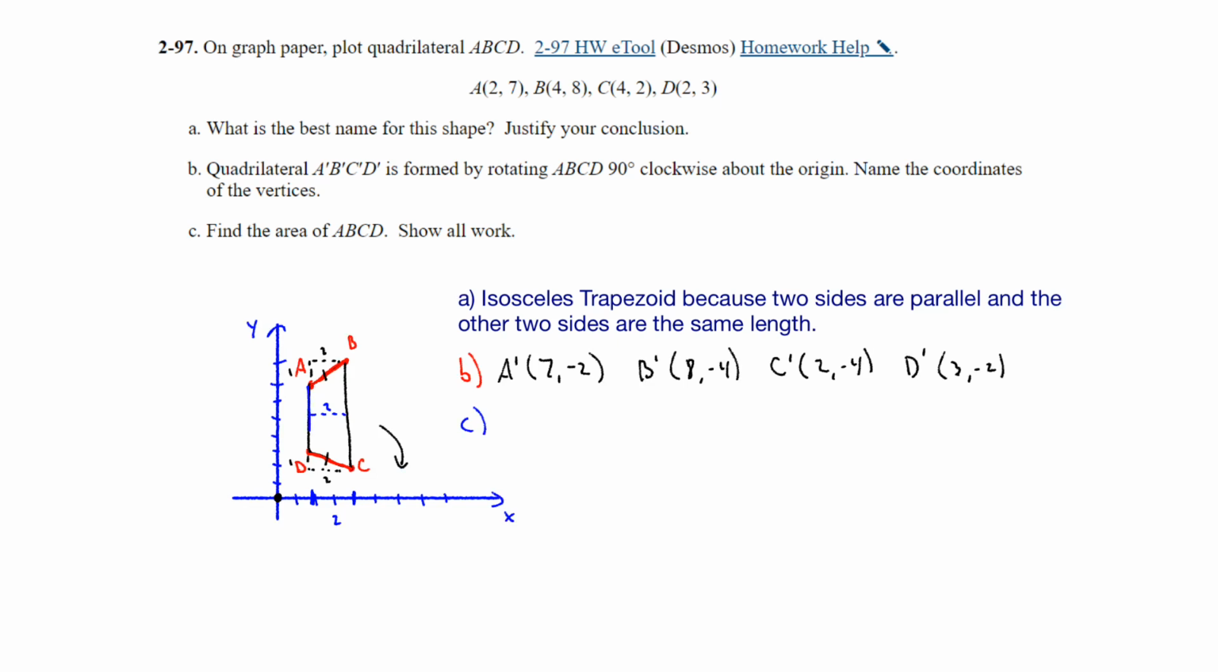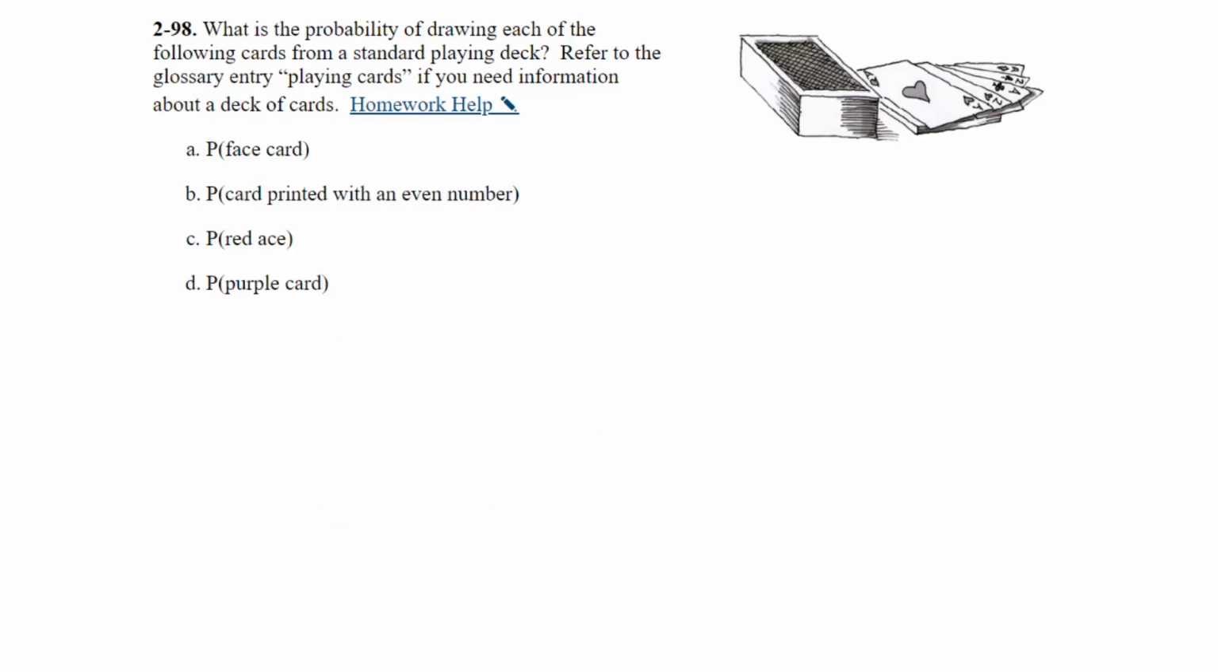We also need to know the base, and so from A to D, your y-coordinate changes by 4, and then from B to C, your y-coordinate goes from 8 to 2, so that's 6 units. So the area of the trapezoid is 1/2 times the height of 2, and then base 1 plus base 2. So therefore the area would be 1 times 4 plus 6, or 1 times 10, or 10 square units, or units squared.